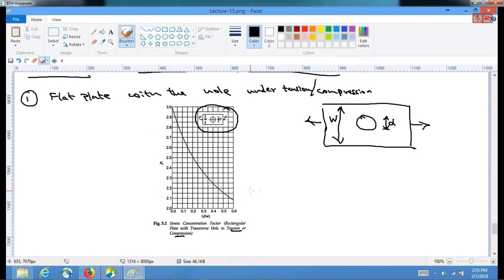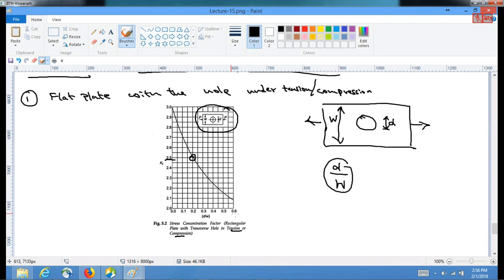Now, if you know the hole diameter, if you take D divided by W, you know this value. Let's say if D by W is 0.2, then you know that the stress concentration factor is 2.5. Now if D by W is 0, that means W is kind of infinite or D is very small. In that case, it is 3 in nature.